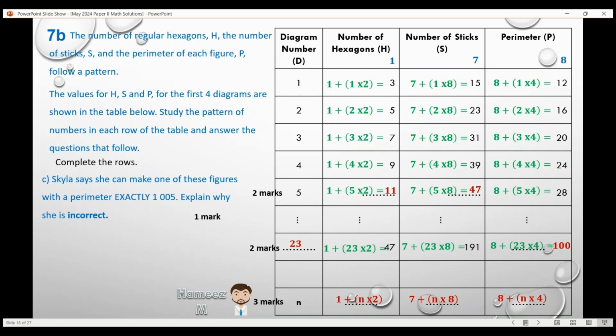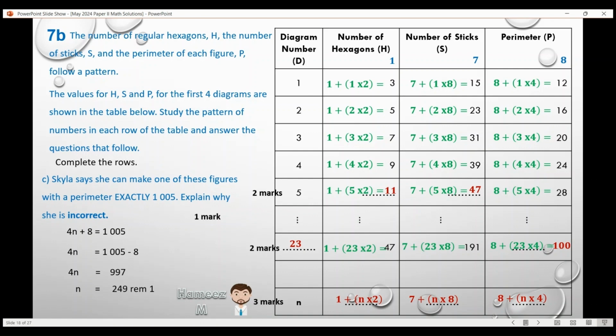Skylar says she can make one of these figures with a parameter of exactly 1005. Explain why she's incorrect. If we're looking at the parameter, we can use the general formula that we've found at the end, 8 plus n times 4. So 4n plus 8 is equal to 1005, because she says the parameter works out to be exactly 1005. So we can solve for n. We can remove the 8 on the left-hand side and the right-hand side. So 4n is equal to 1005 minus 8. So 4n is equal to 997. As such, n is equal to 249.25, or 249 remainder 1.